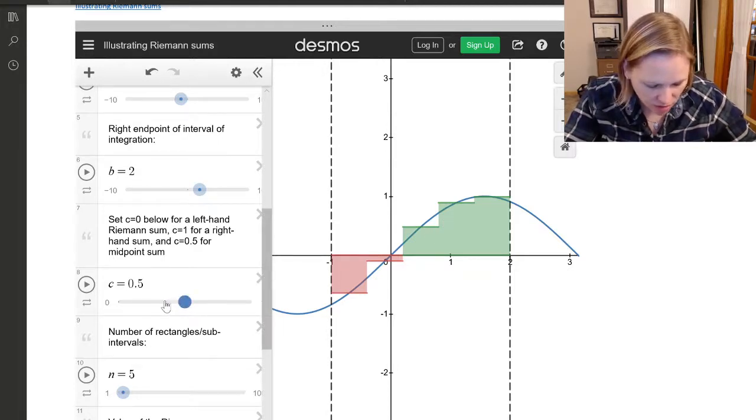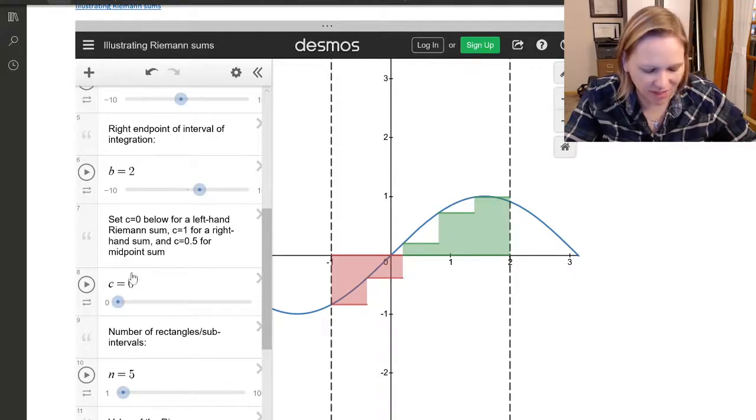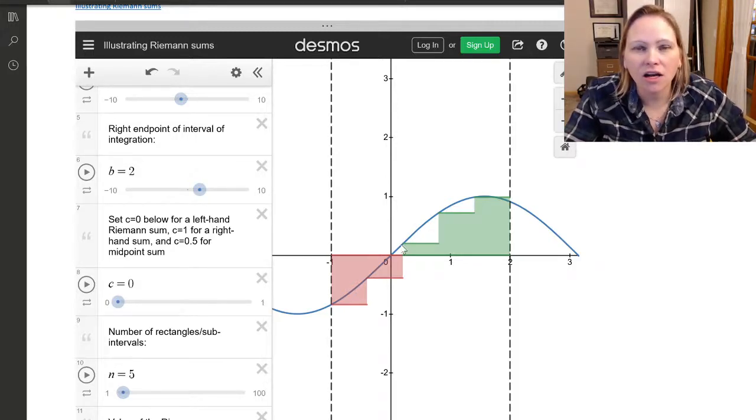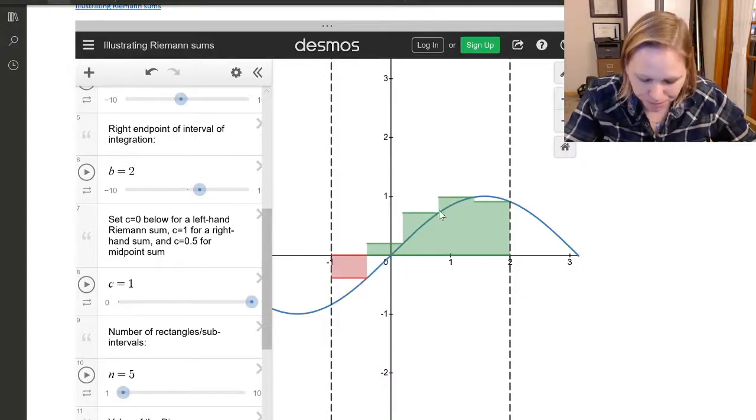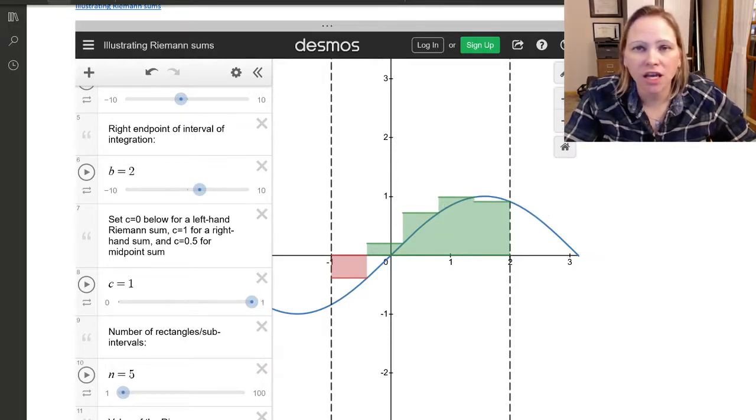Now, if I make this little slider go over here to the left, then c equals 0 is a left-handed Riemann sum, or an LRAM approximation. And you can see that the rectangle is drawn with the height being drawn from the left. And then if I go all the way to the right, where c is 1, you can see that this is an RRAM approximation, and the height of the rectangle is the right side of the partition.